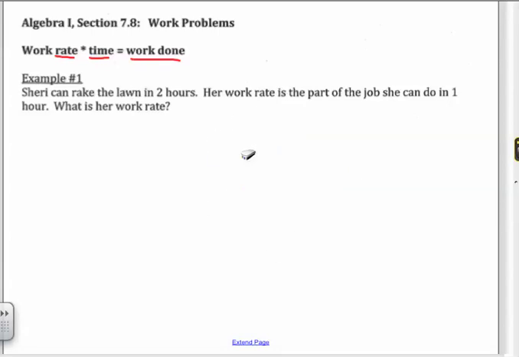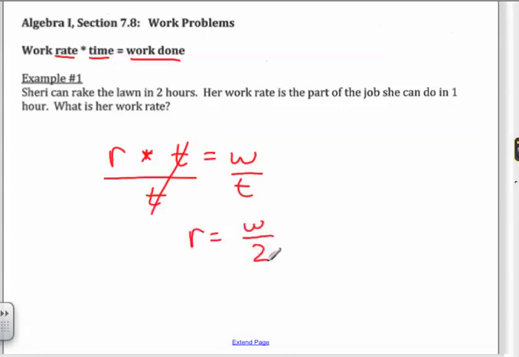The formula they gave me was rate, the work rate, times, I don't want to use that. Okay, we'll use a little asterisk. Rate times time equals work, right? If I want to find the rate, do you see I just divide both sides by time? That cancels and I get rate equals work over time, right? Now, let's take the information that they gave us.